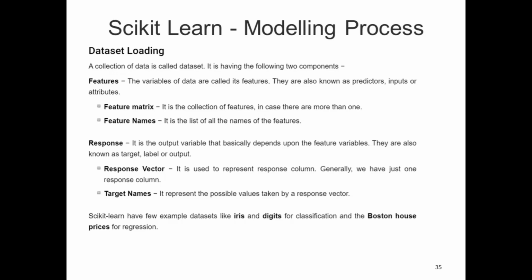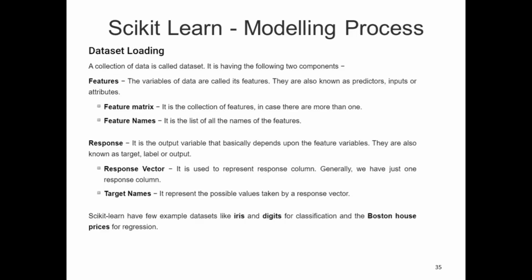These are the inputs. Features are called the input variables, and the response is called the output variable. So the response basically depends upon the feature variables. The response is also called a target, label or output.